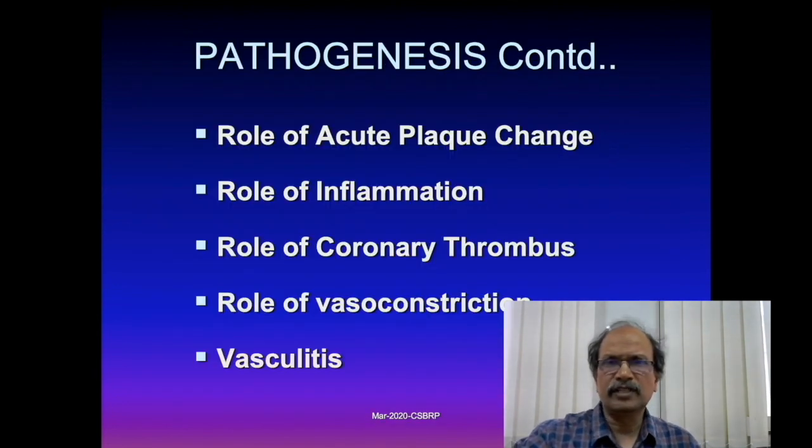So pathogenesis may be due to acute atherosclerotic plaque changes, inflammation, coronary thrombus formation, or vasoconstriction, as I was explaining, due to platelet activation, or it may be due to vasculitis, which narrows the coronary vascular channels, causing ischemic damage.